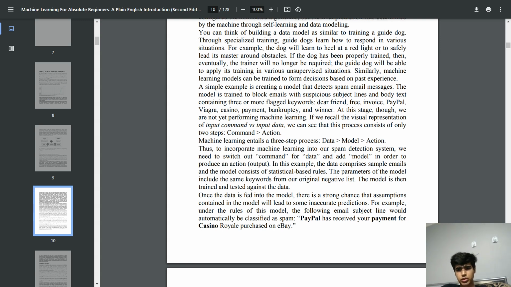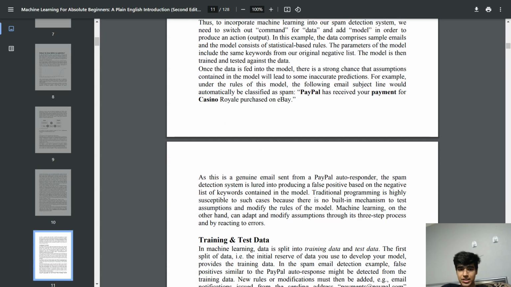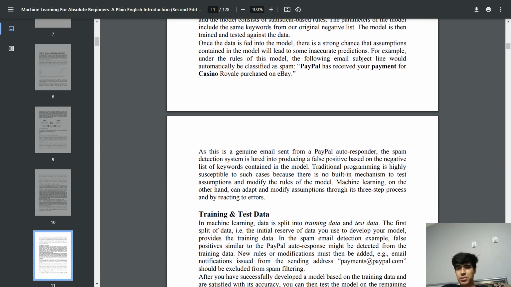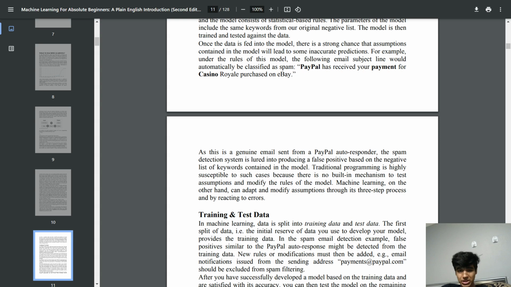So the model is going to think that every time an email contains these keywords, it's spam, but not every time, so it's not accurate enough, right? As this is a genuine email sent from a PayPal autoresponder, the spam detection system is lured into producing a false positive based on the negative list of keywords contained in the model.